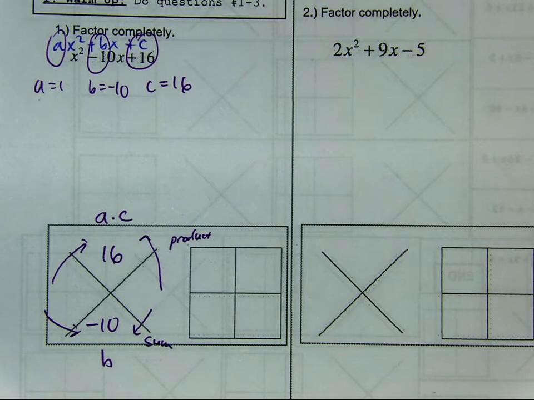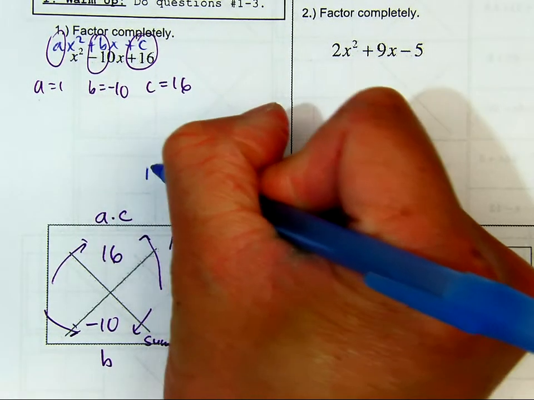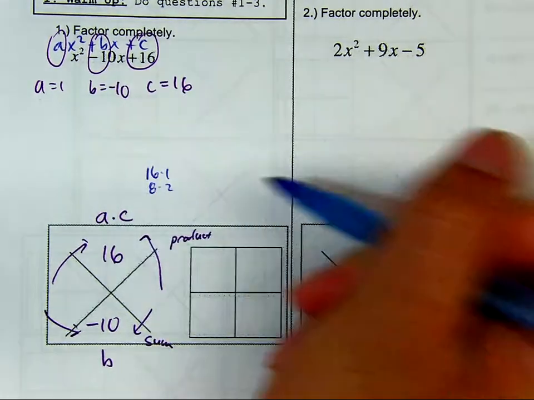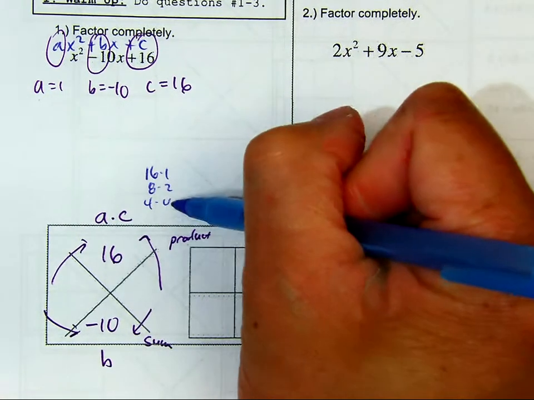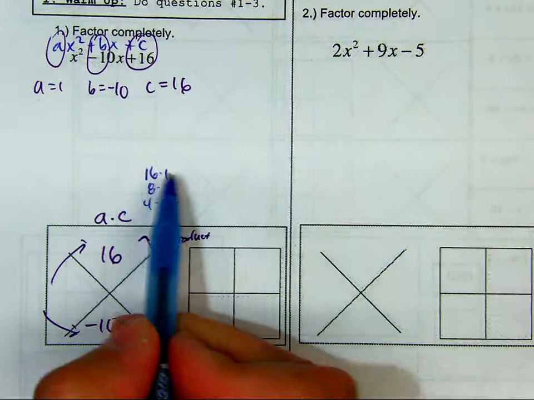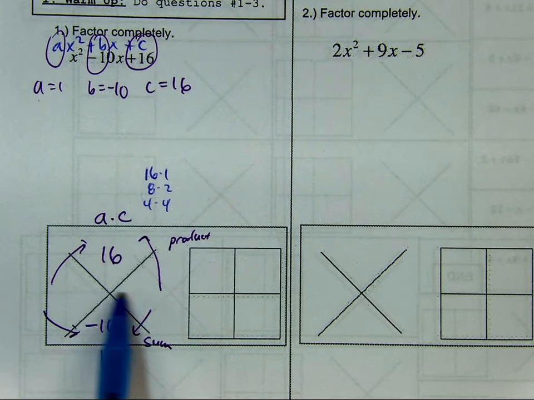Okay, so let's say you don't know those numbers. Take this one and write out all the factors. 16 times 1, 8 times 2, 4 times 4. Did you notice how I wrote the larger numbers on the left, smaller numbers on the right? So when you subtract, you're trying to get this number, and then you can change the combination of positive and negatives.